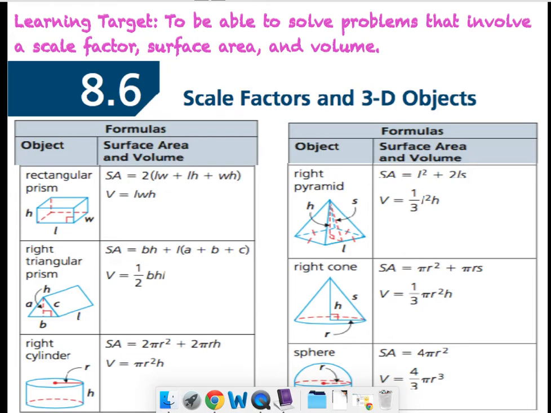Hey class, we're back again, and here we're looking at chapter 8.6, and so that's going to deal with scale factors in 3D objects. The learning target is to be able to solve problems that involve a scale factor, surface area, and volume.